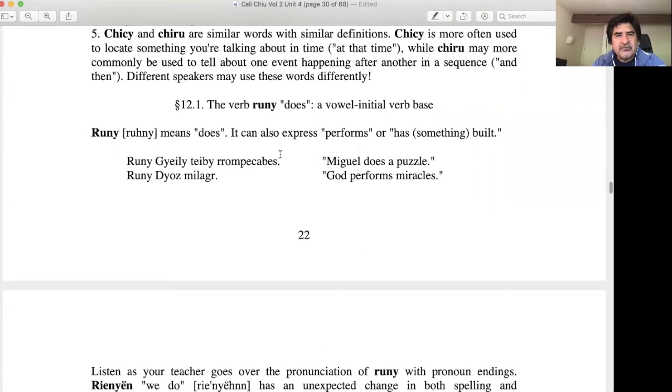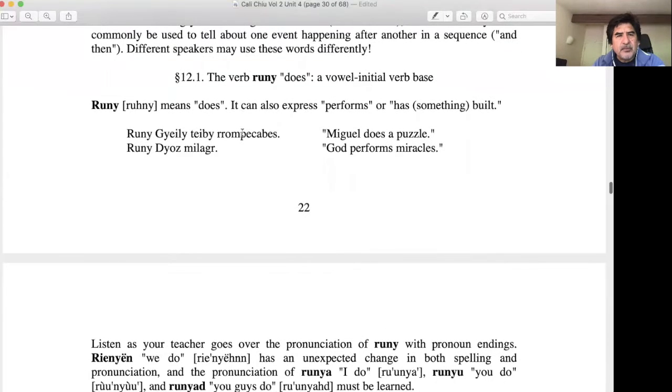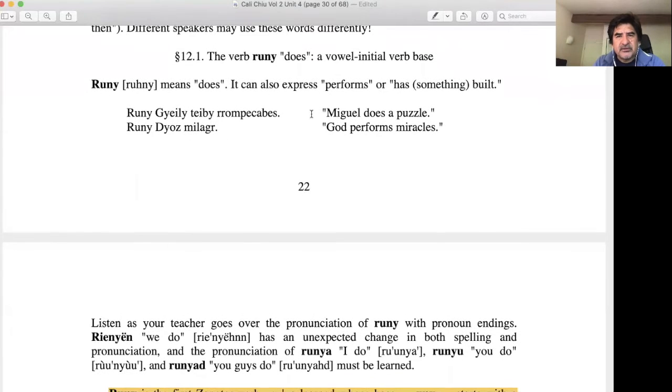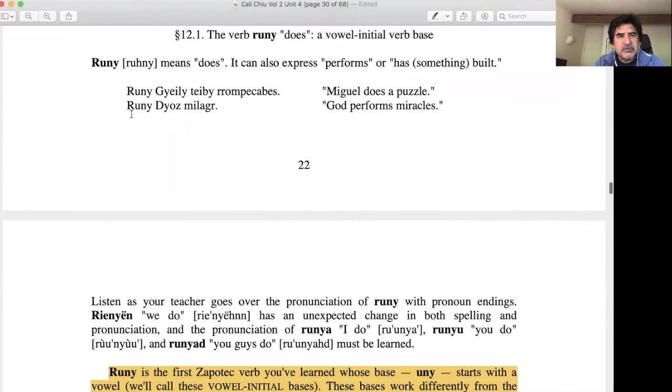All right, so we have the verb ruin, does, a vowel initiated verb base. The base has the prefix R and then the vowel U. Ruin means does. It can also express perform or has something built. For example, Ruingel de rompecabezas, Miguel does a puzzle. I'm going to say it one more time, and hopefully you can repeat after me. Ruingel de rompecabezas. This is does something, does a puzzle. Or we can use it to mean performs, as in Ruin Dios milagro, God performs a miracle.